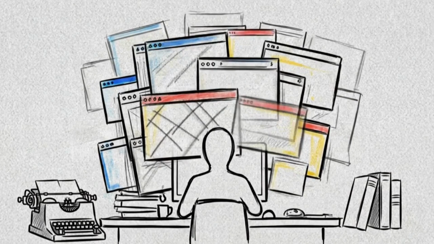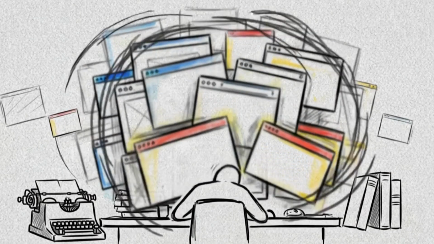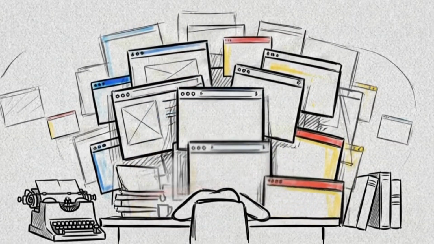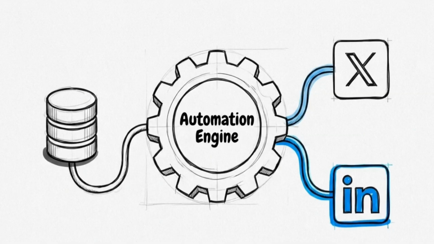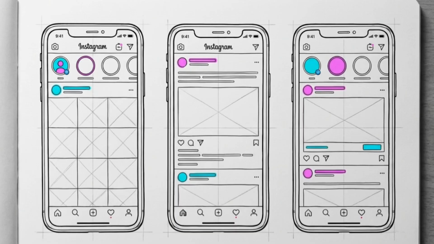Most creators lose countless hours every week to repetitive formatting and manual posting across multiple social platforms. This automation engine replaces that manual work. By approving a single idea in a database, the system formats, optimizes, and publishes your content across the web simultaneously.